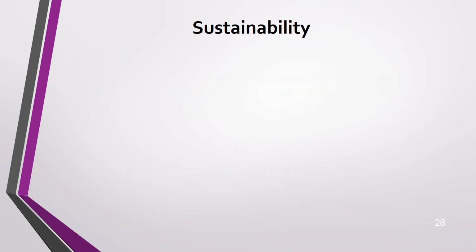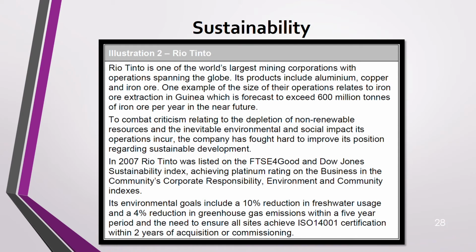Next. So this is an illustration to understand sustainability better. It is from Rio Tinto. Rio Tinto is one of the world's largest mining corporations, and it has its operations across the globe. It includes aluminium, copper, iron ore. So by reading it, you know that it is in the mining industry. This will tell you that the environmental perspective is very important for this sector. Do you understand? Obviously the social and economic perspectives are there, but this is more important. It's a more significant perspective.